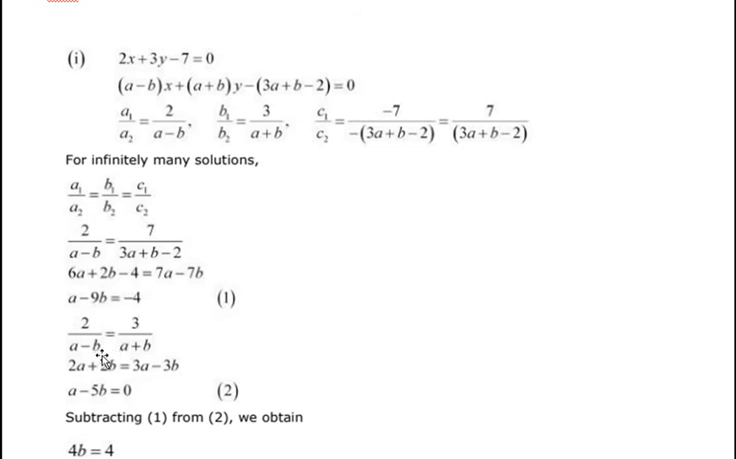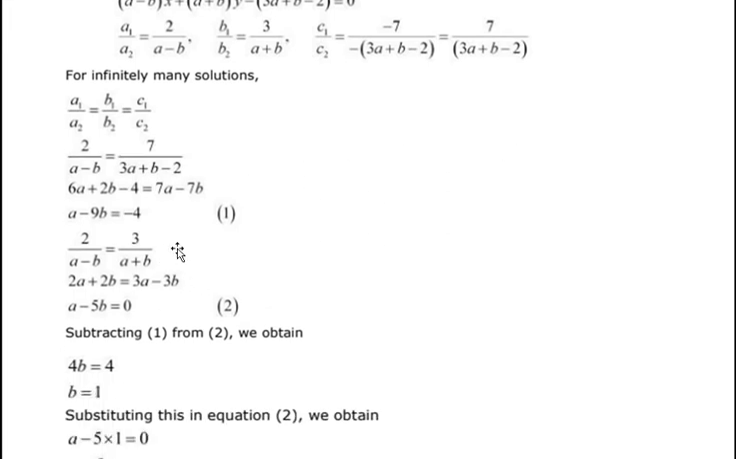Similarly, B1 by B2, all three are equal. So B1 by B2, we can keep it equal to A1 by A2. Here also, we need to get two different equations. That is why I put A1 by A2 with C1 by C2 first, and then A1 by A2 with B1 by B2. You can't put the same pair again and again, so you can take any two different pairs.